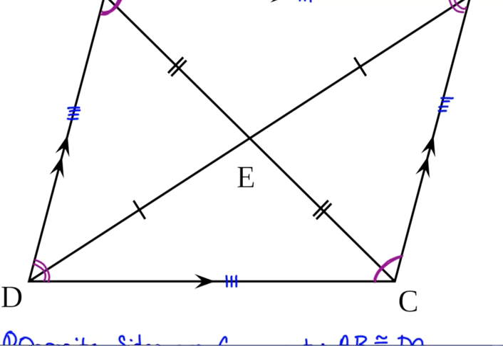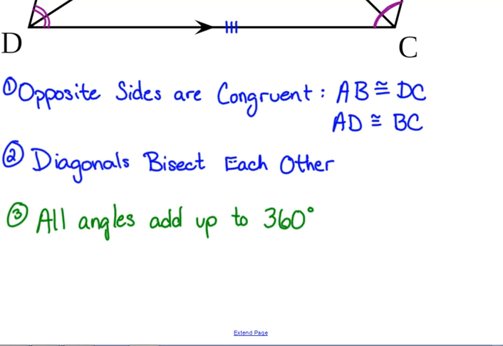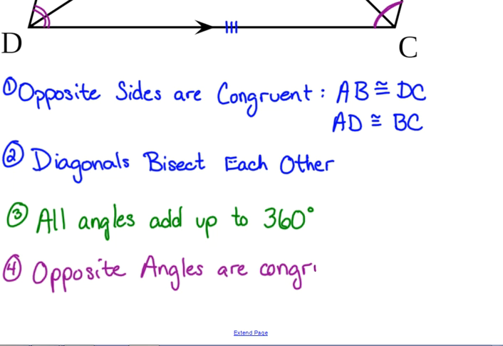Opposite angles are congruent. So that's number 4. Opposite angles are congruent. Angle A is congruent to angle C. Angle B is congruent to angle D.